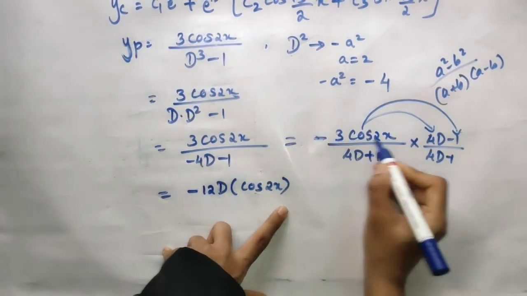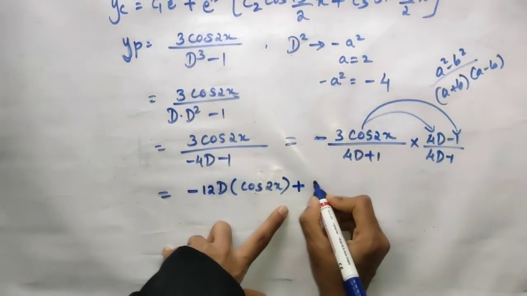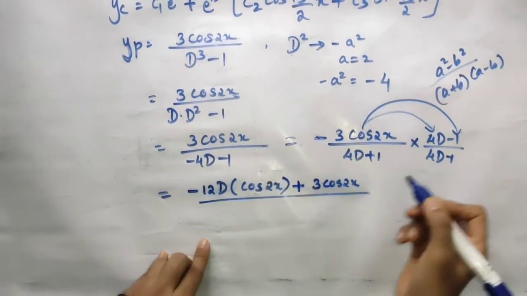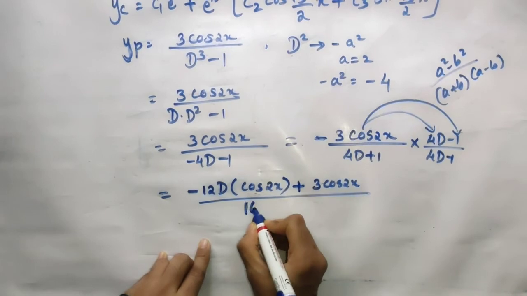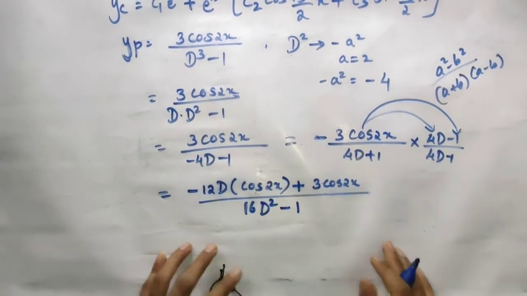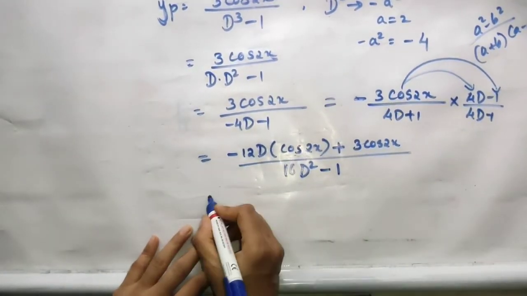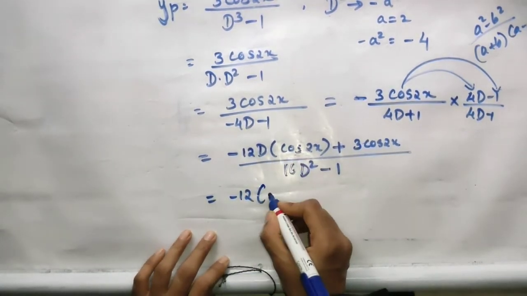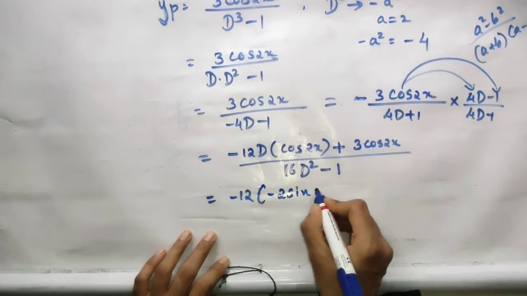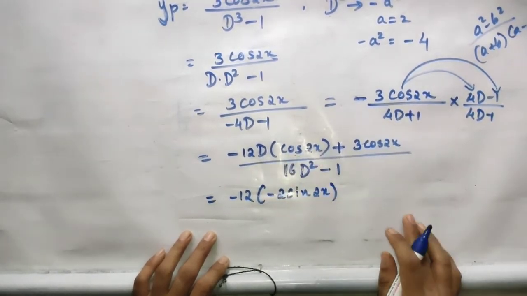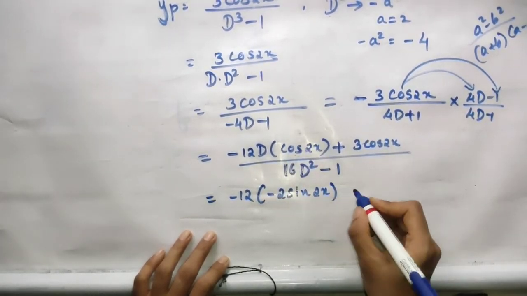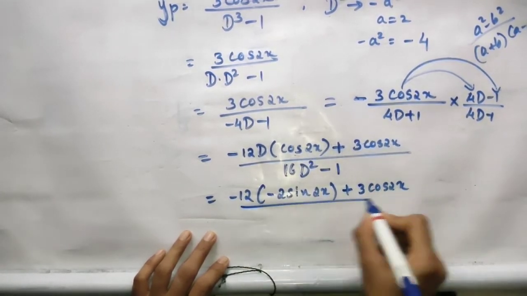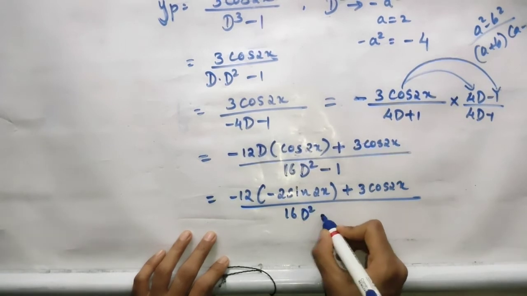Okay, so minus into minus plus 3 cos 2x into 1, which is 3 cos 2x only, divided by, now multiply the denominator, it is 16D square minus 1. Yes or no? Now this is equal to minus 12 as it is. The derivative of cos 2x will be minus 2 sin 2x, D by dx of cos 2x. Plus 3 cos 2x divided by 16D square minus 1.